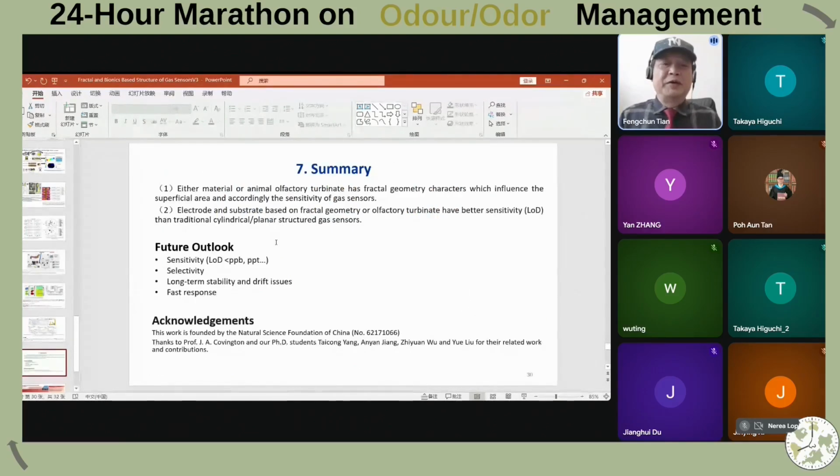So, summary. First, either material or animal or olfactory turbinate has fractal geometry characters which influence the superficial area and accordingly the sensitivity of gas sensors. Second, the electrode and substrate based on fractal geometry or olfactory turbinate have better sensitivity or limit of detection than traditional cylindrical or planar structured gas sensors. Our future work will include sensitivity, selectivity, stability, and fast response.